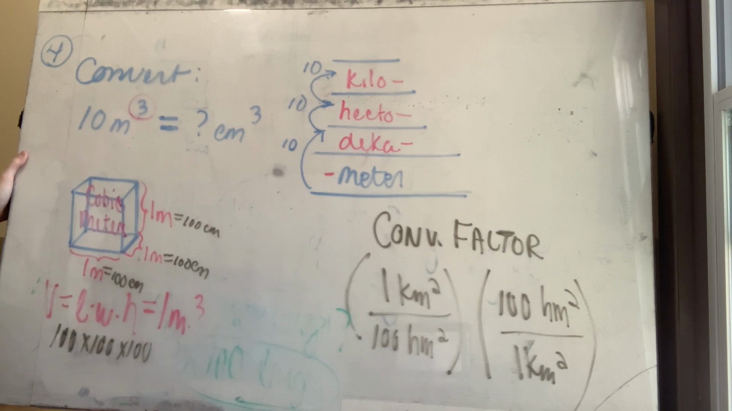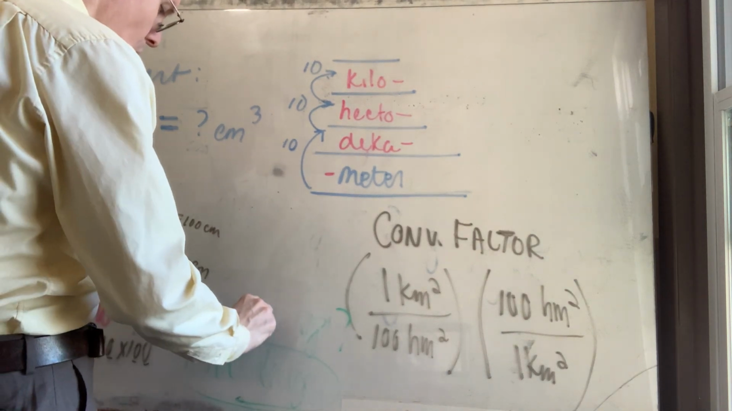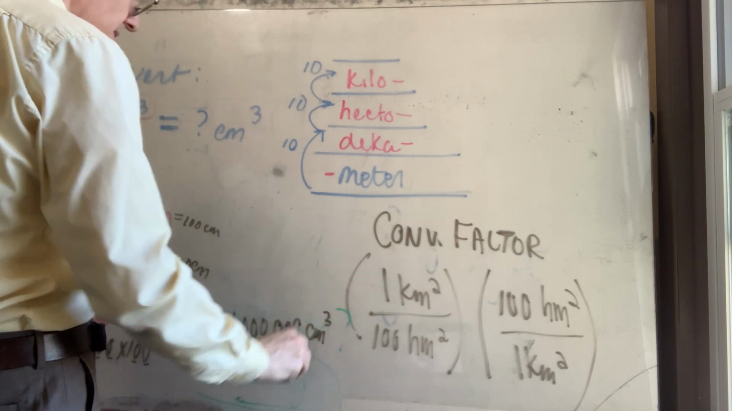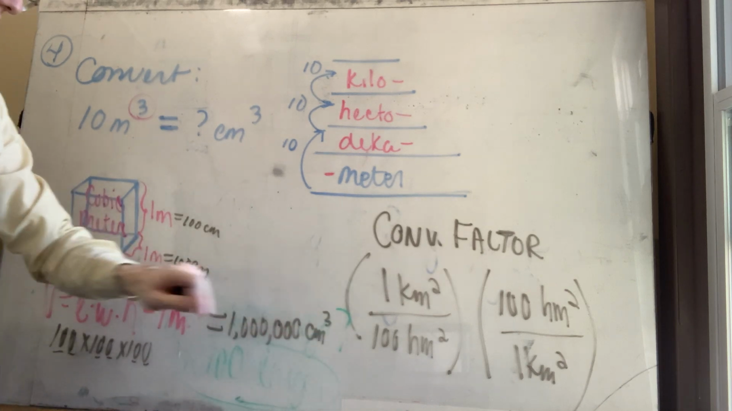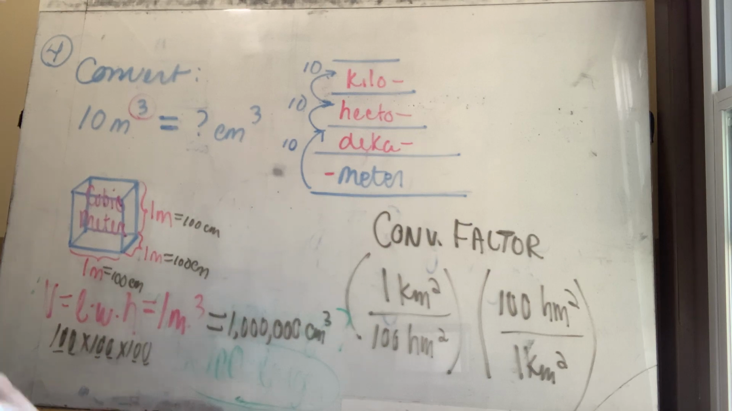Here's a shortcut that works for powers of 10 at least. How many zeros are here total? 6. So that means that this is really 1,000,000 cubic centimeters. Right? 1 cubic meter is 1,000,000 cubic centimeters. That is the conversion factor for this problem.